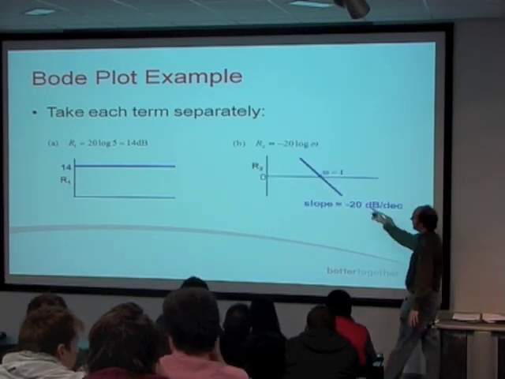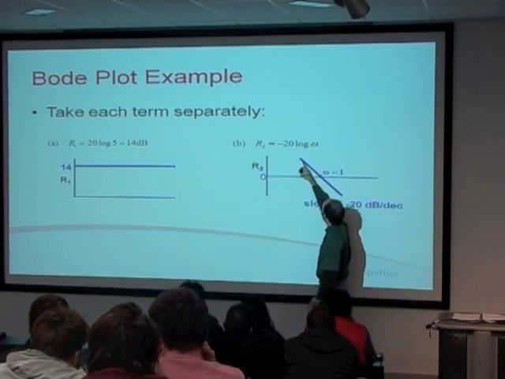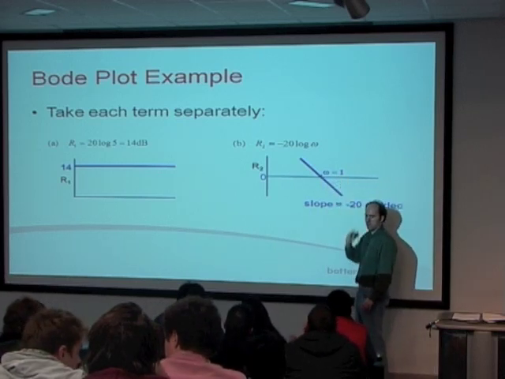The second term we know is minus 20 log omega. So this is just an integrator term. It's minus 20 dB per decade, and it crosses omega at 1 radian per second.